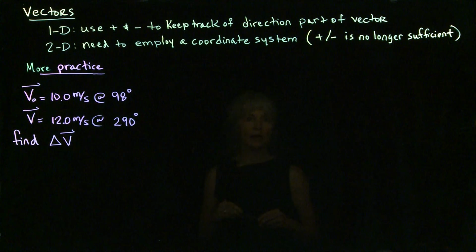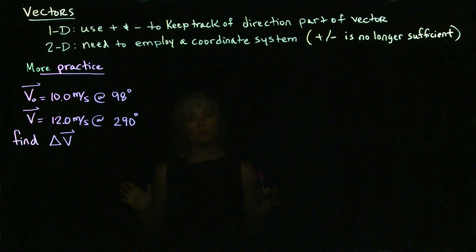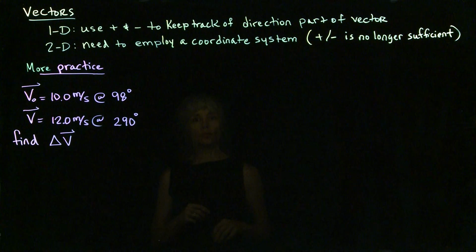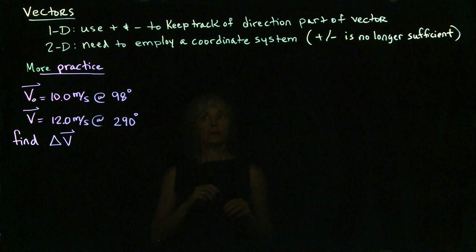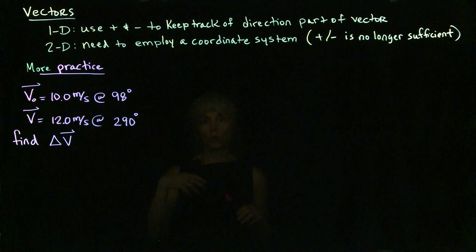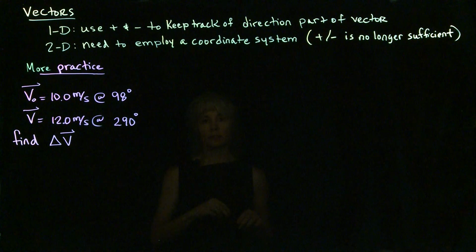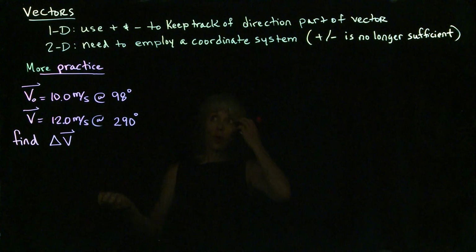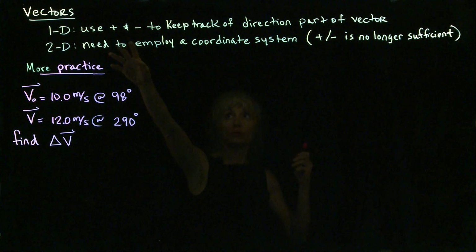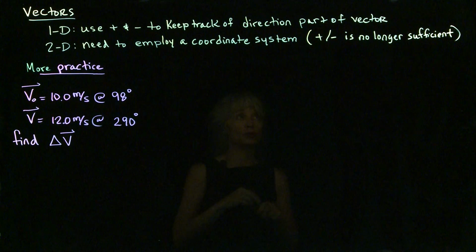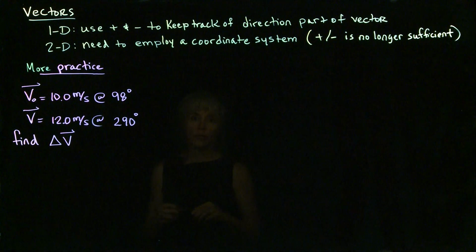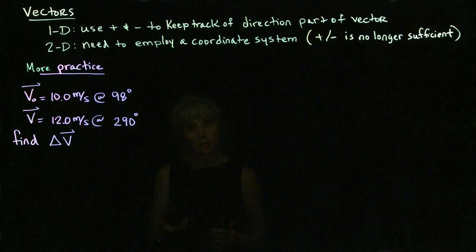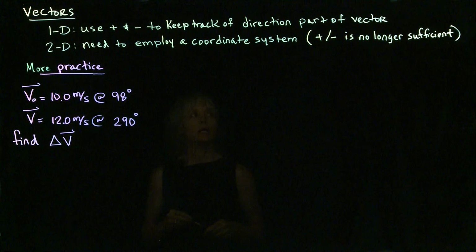Hello and welcome back. We're going to work in this video with more practice on how we deal with the change in velocity, in this case, or expressing vectors in two dimensions. Recall that in one dimension we could just use a plus and a minus to keep track of the direction part of the vector, but in two dimensions we need to employ a coordinate system, and this is what we want to get comfortable with practicing.